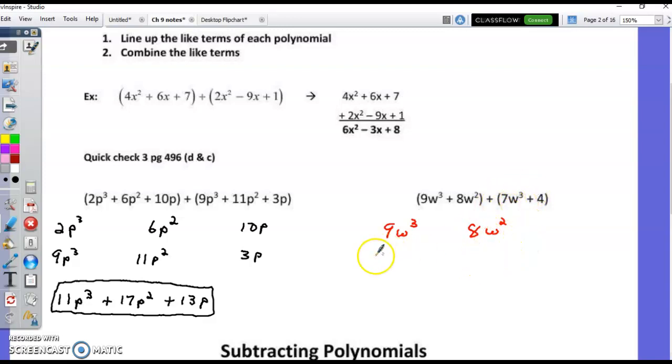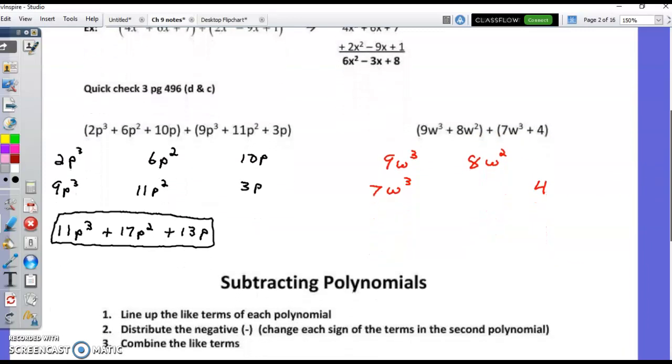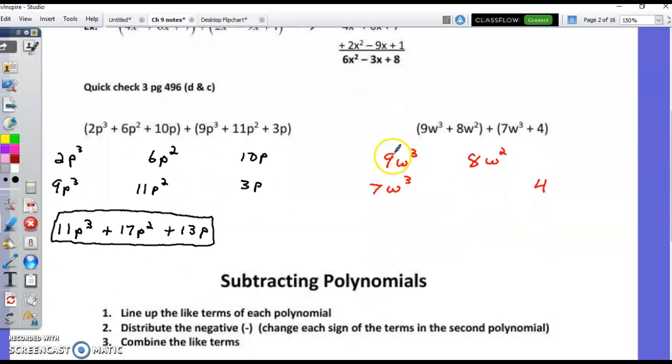Over here I have a 7w to the third. Over here I have a 4, so I'm just going to write that off to the side. I'm not going to line it up with the squared because we're not going to combine them, because they're not like terms. Now that I have these lined up, I can combine them, so I can do 7 plus 9, because they're both positives, so that would be 16w to the third.